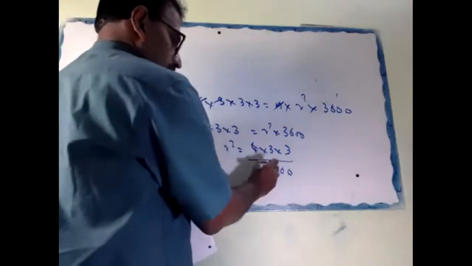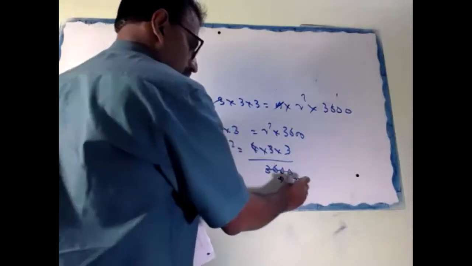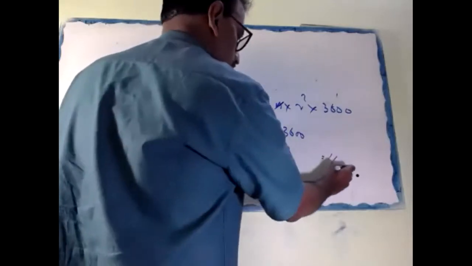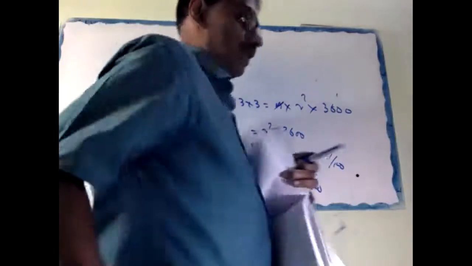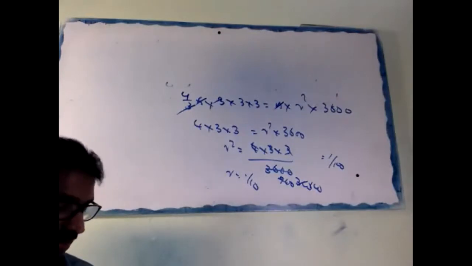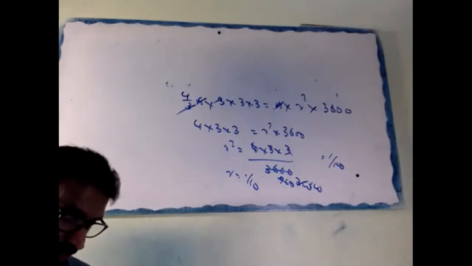Here 900, right? This is 300. So 100. So 1 by 100. So R equal to 1 by 10. So 1 by 10 means 0.1 centimeter. So 1 millimeter. Aditya, 1 millimeter. Check, Aditya.